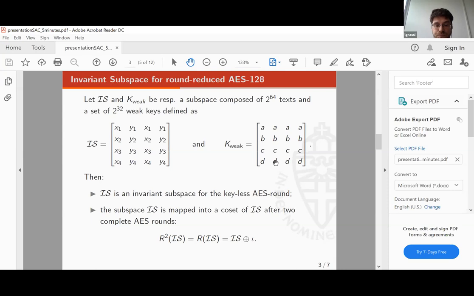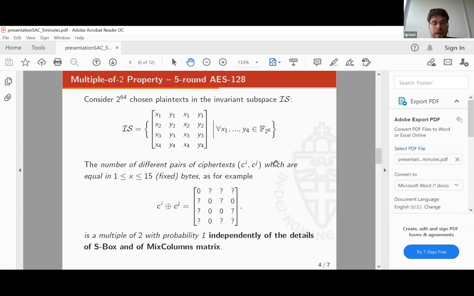Using this subspace, we can generalize the multiple-of-8 property. In particular, consider 5 rounds of AES-128 without the final MixColumns operation. If we start with chosen plaintexts in this invariant subspace IS of size 2^64, and we consider the number of different pairs of ciphertexts which are equal in a certain byte, then we can prove that this number is always a multiple of 2 with probability 1, independently of the details of the S-box and of the MixColumns matrix, obviously with the assumption that the key is a weak key.